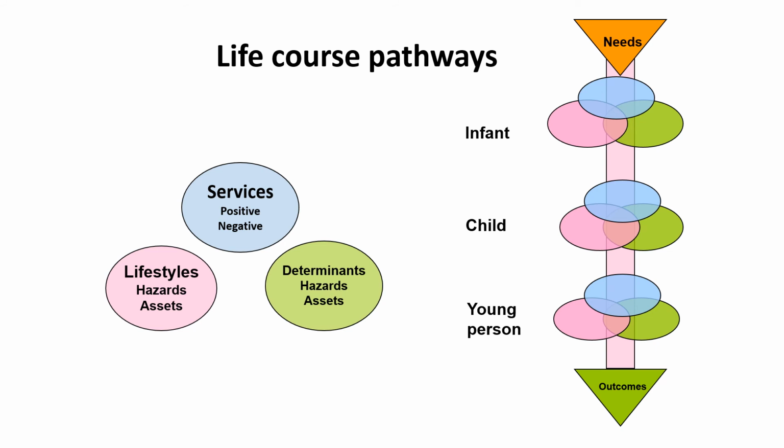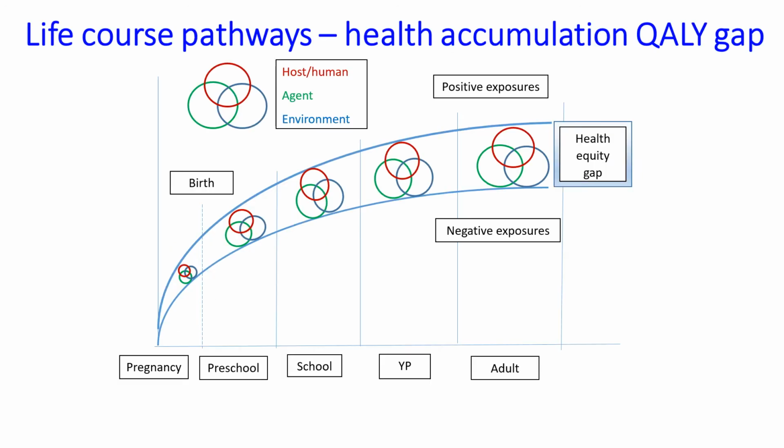I now want to introduce the concept behind the life course pathway approach, which will be the subject of another mini-module. On the right we have a diagram illustrating the interaction between services, lifestyles and determinants and their cumulative effect on health, remembering that the effect of specific determinants will be very different at different ages. For example, nutritional advice for the infant is very different from that of the young person. Likewise, exposure to different hazards or assets is very age dependent, as with increasing age there is more independence and individual autonomy.